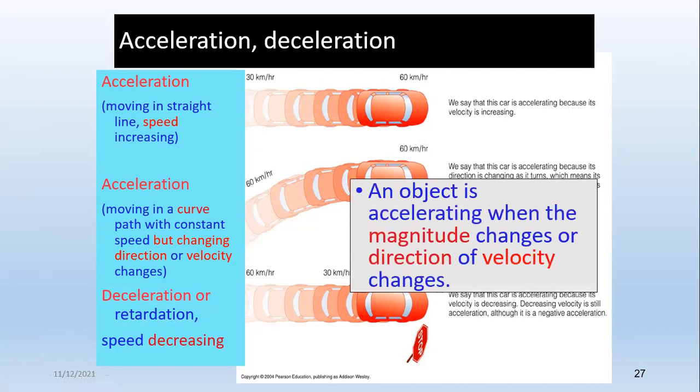Okay, so the object is accelerating when the magnitude of velocity changes or the direction of velocity changes. Not speed, right? Velocity. Magnitude is just the speed. If the magnitude of velocity changes, the speed changes as well. But acceleration is a vector. So where the velocity changes, or the direction changes, it is accelerating.